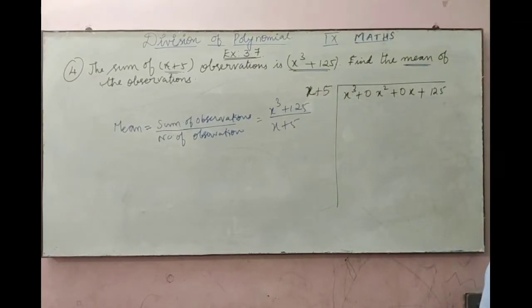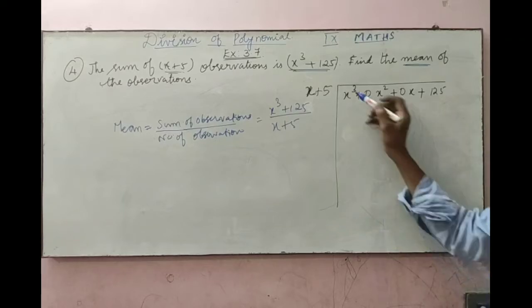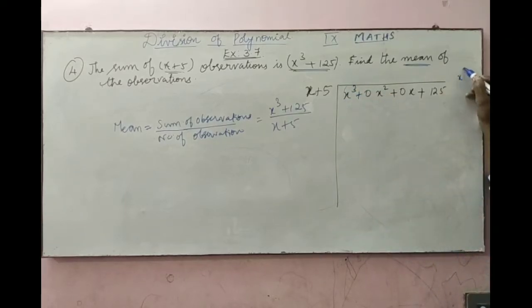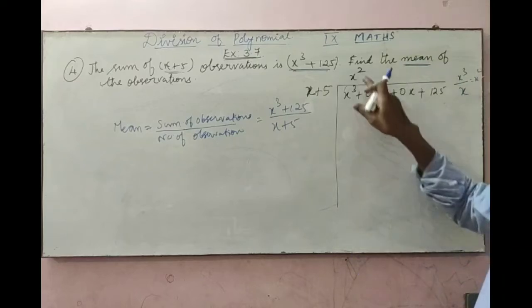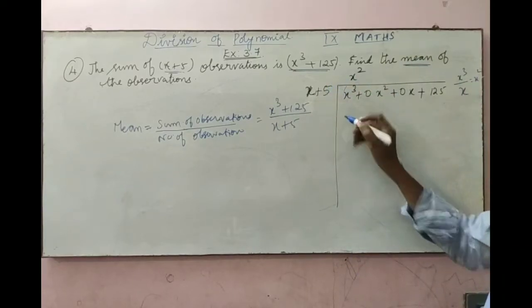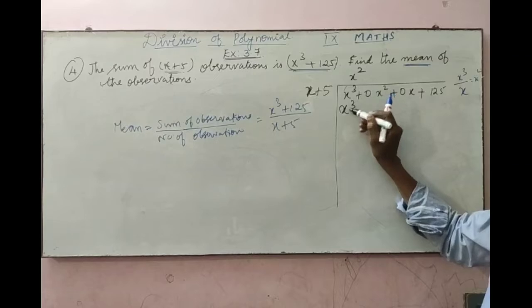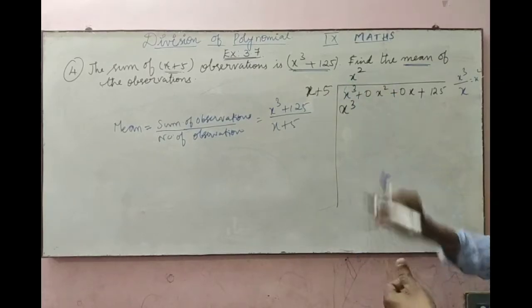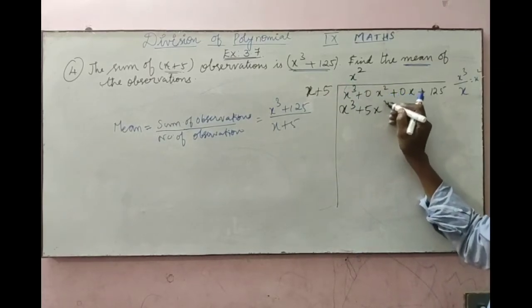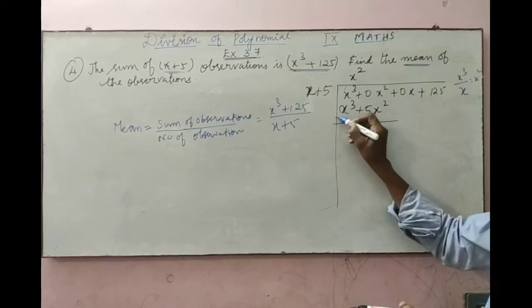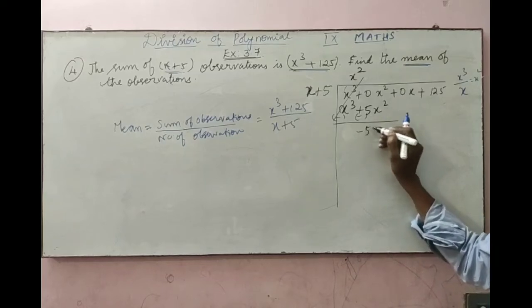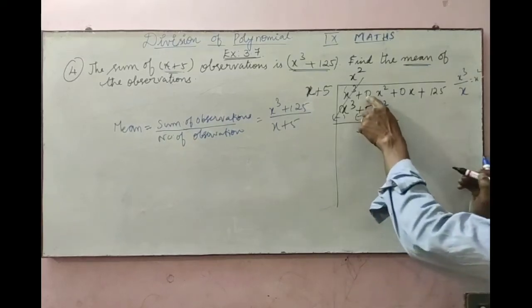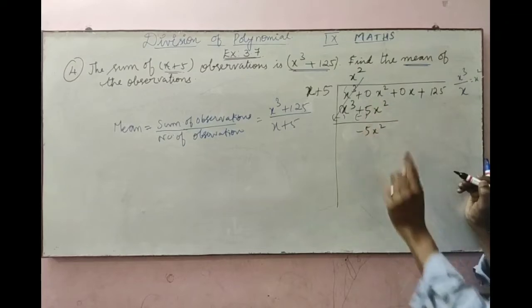Now I am going to divide this. What is the first step? Take the first term, that is x cube. Divide this by x. You will get x square. So that should come to the quotient. x square into x gives x cube. x square into 5 gives 5x square. Then you have to change the sign. These two get cancelled. Bring this minus 5x square as it is, because we have 0. Minus 5 plus 0 gives minus 5.